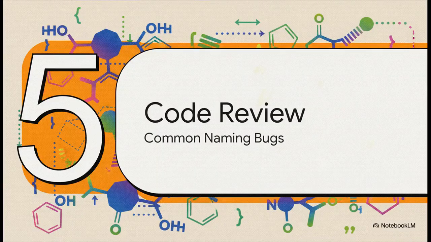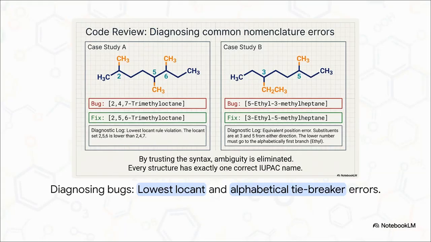You know, learning the rules is one thing, but seeing how they can be broken is actually a great way to make sure you really understand them. So let's do a quick code review of some common naming bugs. All right, in case study A, the bug is naming this thing 2,4,7-trimethyl-octane. The diagnostic log tells us it's a lowest locant rule violation. If you number from the other direction, you get the set 2,5,6, which is lower than 2,4,7 at that first point of difference.